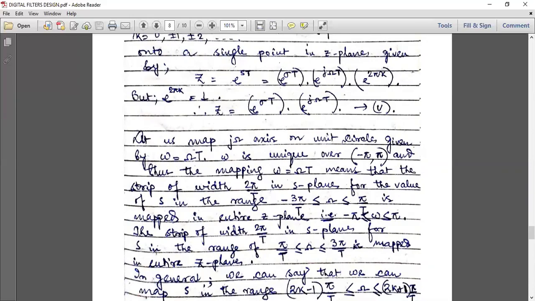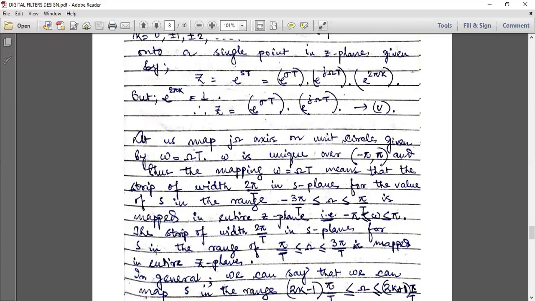And thus the mapping omega equal to ohm t means that the strip of width 2 pi by t in S-plane, for the value of S in the range minus 3 pi by t less than or equal to ohm less than or equal to pi by t, is mapped in the entire Z-plane as minus pi less than or equal to omega less than or equal to pi. And the strip of width 2 pi by t in S-plane for S in the range pi by t less than or equal to ohm less than or equal to 3 pi by t is mapped in the entire Z-plane.